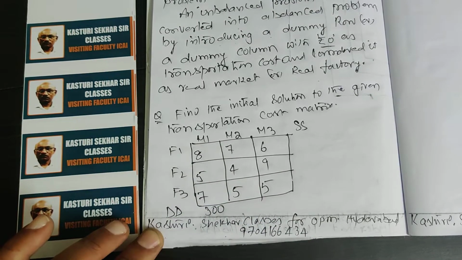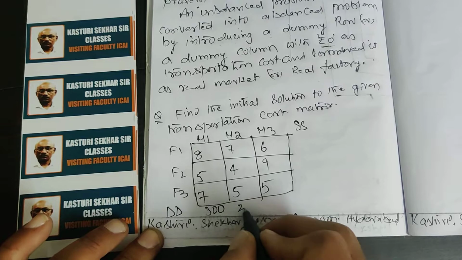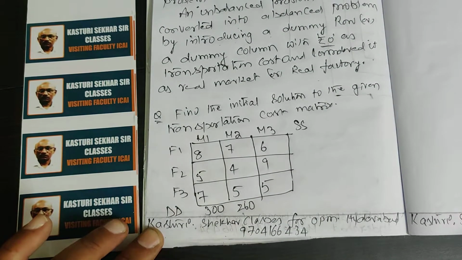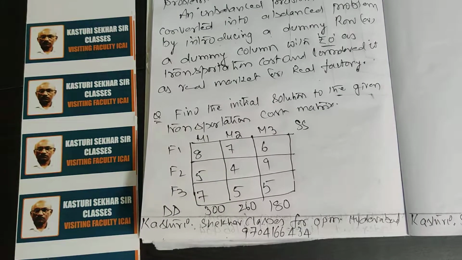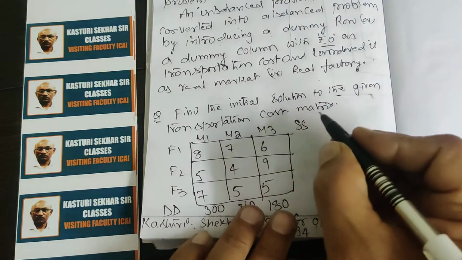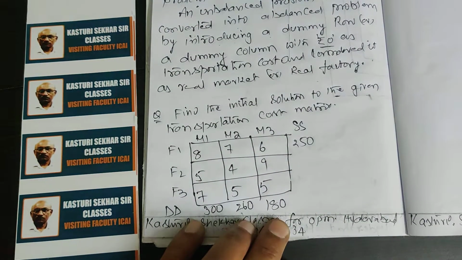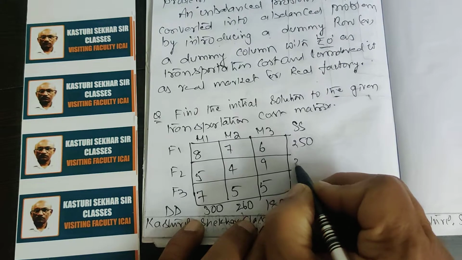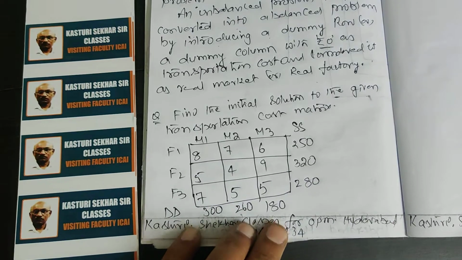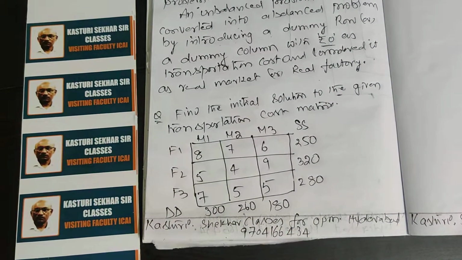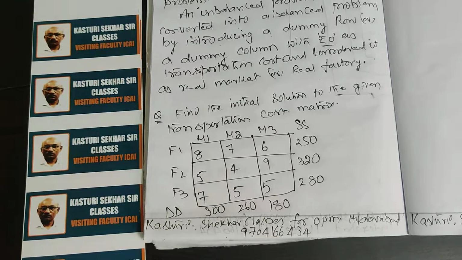Requirement at the first market is 300 units. Requirement at the second market is 260 units. Requirement at the third market is 180 units. Same way, supply from the first factory is 250 units. Supply from the second factory is 320 units. Supply from the third factory is 280 units.